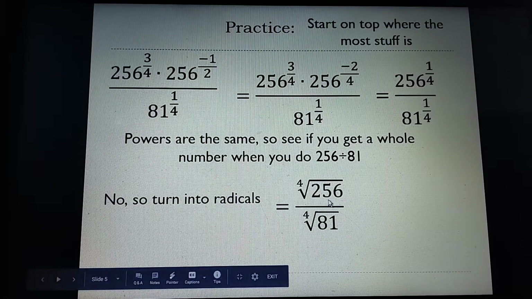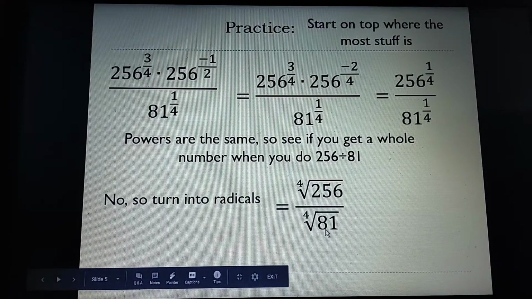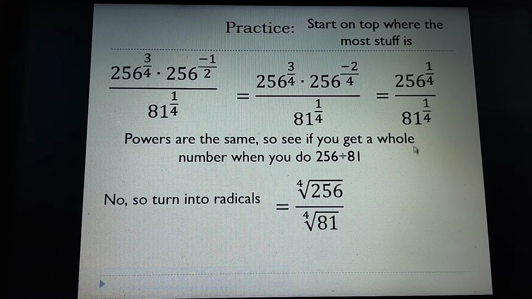Go to your perfect squares paper. Under the x to the 4th column, find 256. Go all the way over to the left, you find out it's 4. Go back to your x to the 4th, find 81. Go all the way over to the left, you find it's 3. So your answer is 4/3. You don't need to simplify it into a mixed number or anything, just leave it like that.